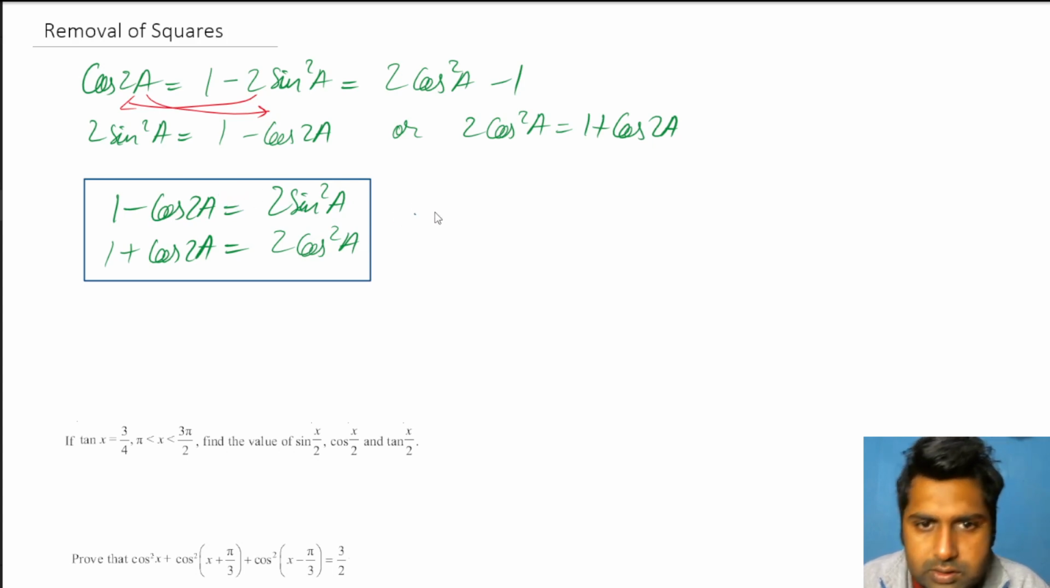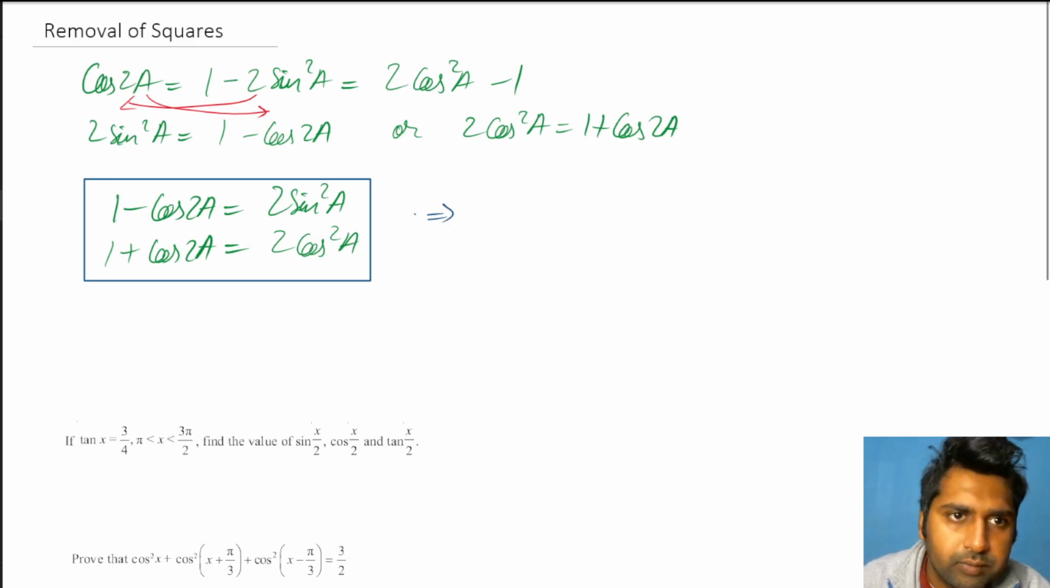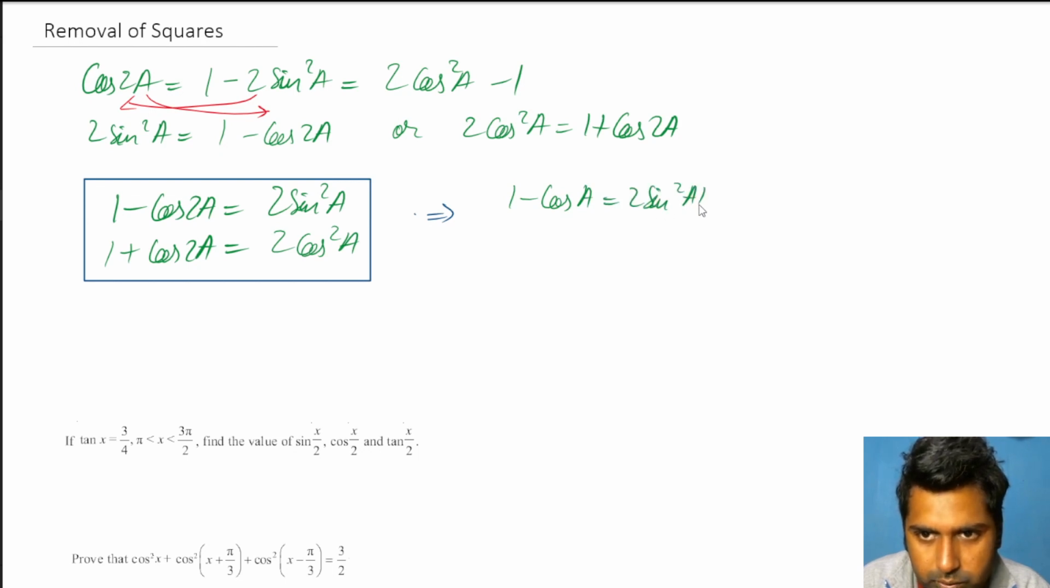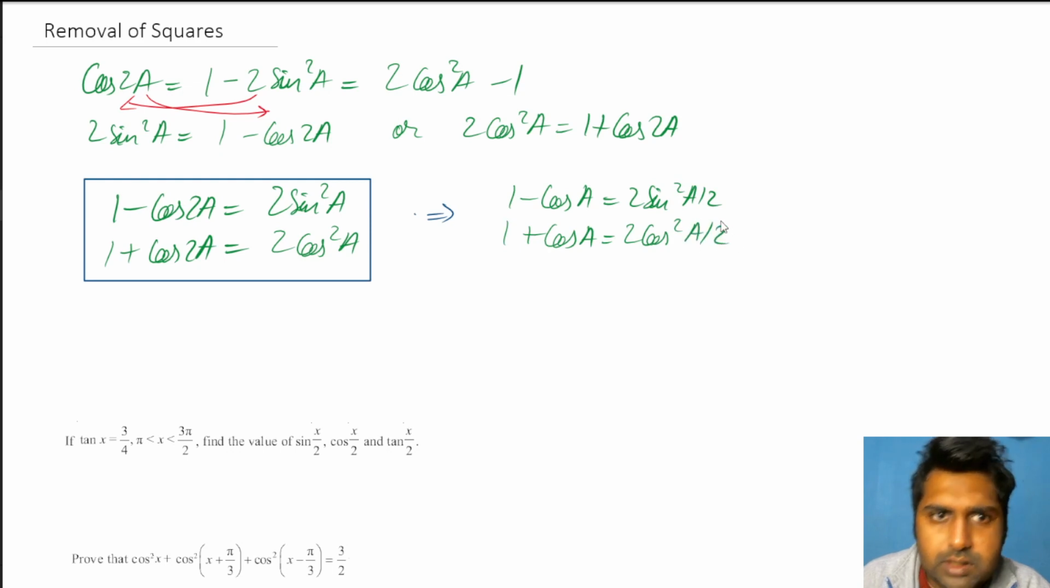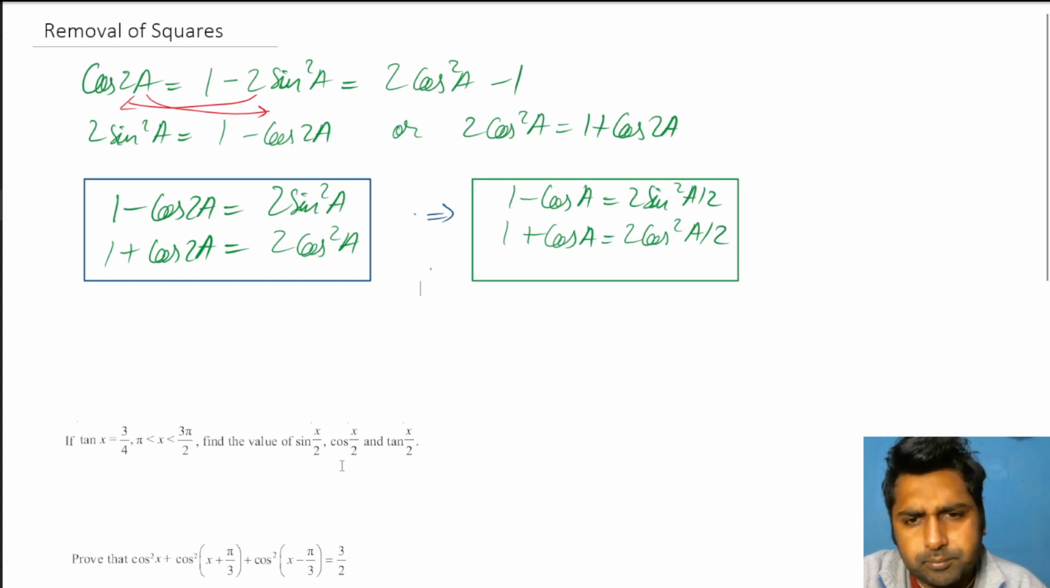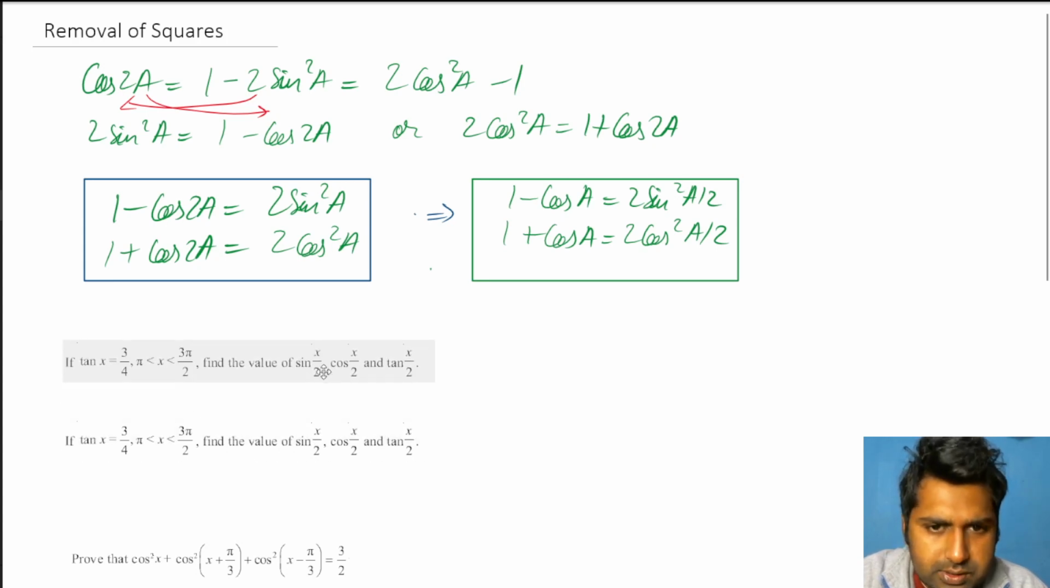Also, how this can be further manipulated is if I write the same identity, instead of 2a, in terms of a, meaning 1 minus cos a, that will be 2 sine square a by 2. 1 plus cos a, I can write as 2 cos square a by 2. So this is also another variation, in which, if the question asks for half angle of sine and cos, we'll use this. So these are the main variations that I was talking about. Let's see the uses of it.